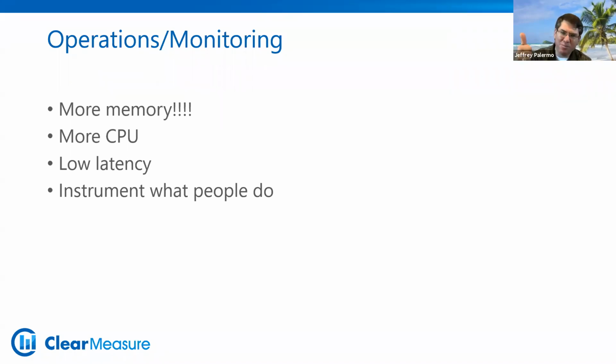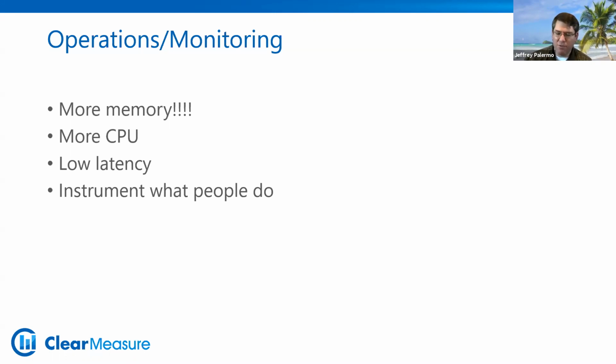You are going to run with more memory. Blazor server side, all the user state is on your server. So think about a mainframe application with a terminal. We're streaming out the UI. That's kind of the architecture. You're going to use more CPU. And low latency is really, really important.